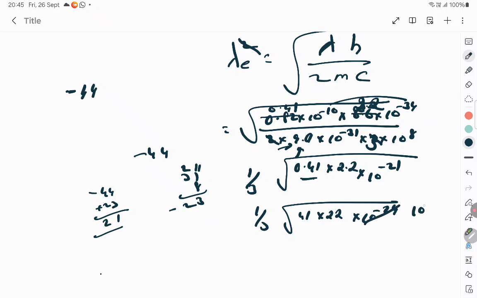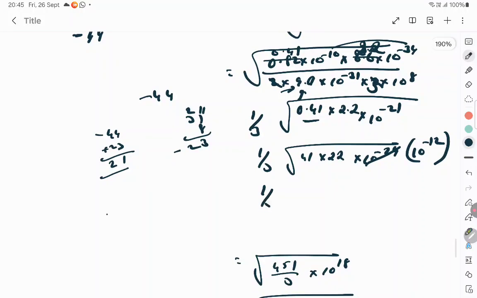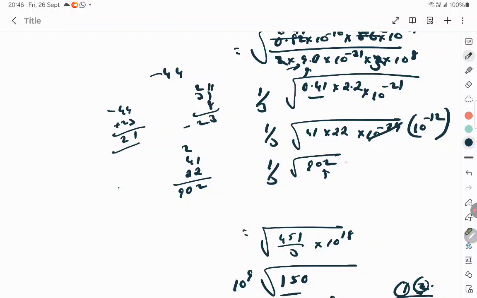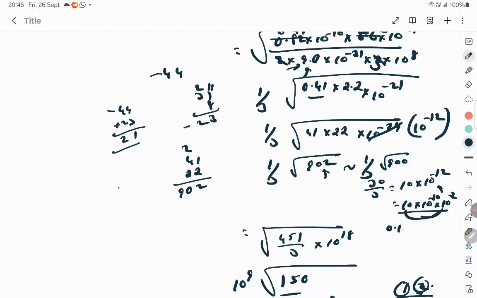So this will become 10 to the power minus 12 outside, and so you also have 1 by 3, and this is 41 into 22. 22 ones are 22, 22 fours are 88, so it's 90. So can I say it's root of 902, and can I approximate it as 900, so that I can approximate it as root of 900, and 30 into 30, so 30 by 3. So can I write 10 into 10 to the power minus 12? If I want to write this answer in Armstrong, which is 10 to the power minus 10, it is 10 into 10 to the power minus 10 into 10 to the power minus 2, which makes it 0.10 into 10 to the power minus 10, or 0.10 Armstrong.